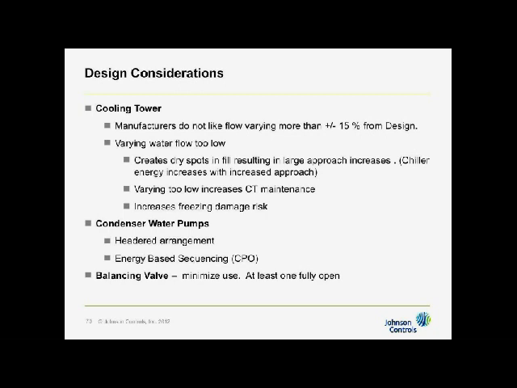On your condenser water pumps, again, as on the chill water, a headered arrangement enables you to optimize their usage. And of course, more importantly than all these, is using an energy-based sequencing, or a CPO, to take advantage of the capabilities of the plant. You still need a balancing valve on your condenser water systems and chillers. You still want to minimize their use. One of them, when you balance everything, should be fully open.